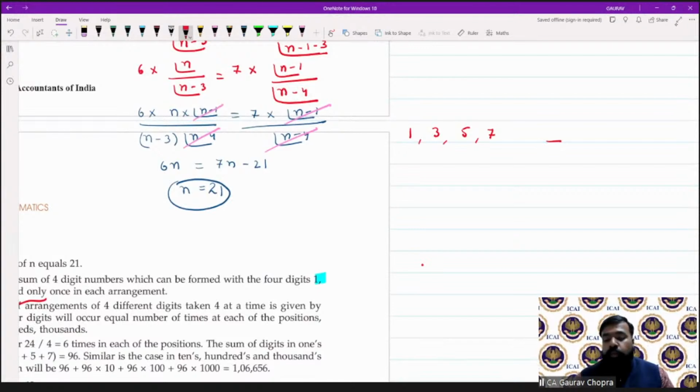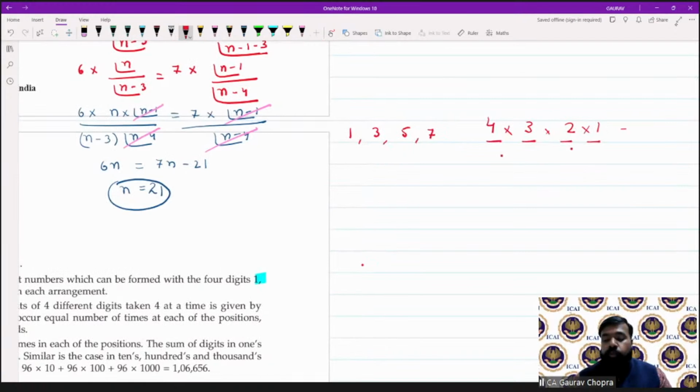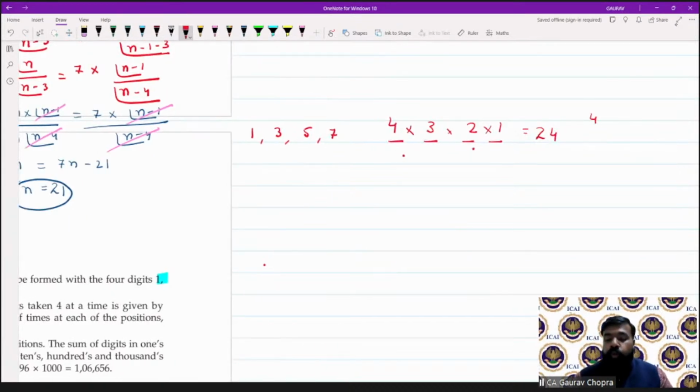Since we have to form a 4-digit number, at the first place there are 4 options available. At the second place, there are 3 options, then 2 and then 1. After multiplying, we get 24. So in total, 24 numbers can be formed using these digits. Or we can directly write 4p4, because out of 4 digits we have to select all the 4.